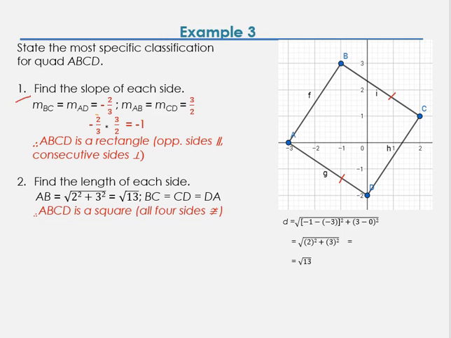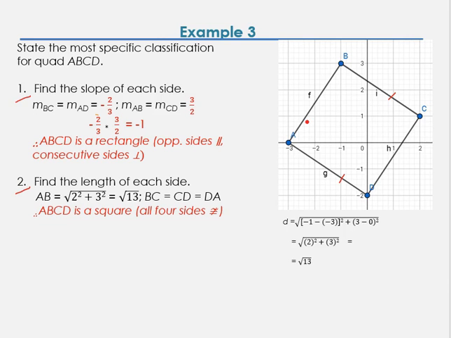We can't prove at this point that this is a square, but we can state that it is a rectangle. So rectangle ABCD with opposite sides parallel and consecutive sides perpendicular, forming angles that are 90 degrees. Now it asks us to find the length of each side. You use the distance formula to find the length. So AB would be the square root of 2 squared plus 3 squared, which is the square root of 13.